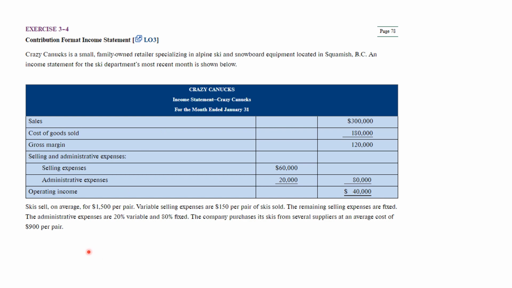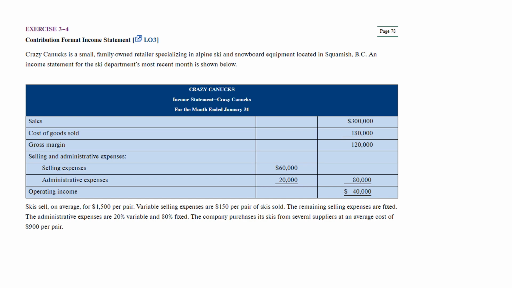So we have a bit more information below. Skis sell on average for $1,500 per pair. Variable selling expenses are $150 per pair of skis sold. The remaining selling expenses are fixed. The administrative expenses are 20% variable and 80% fixed. The company purchases its skis from several suppliers at an average cost of $900 per pair.